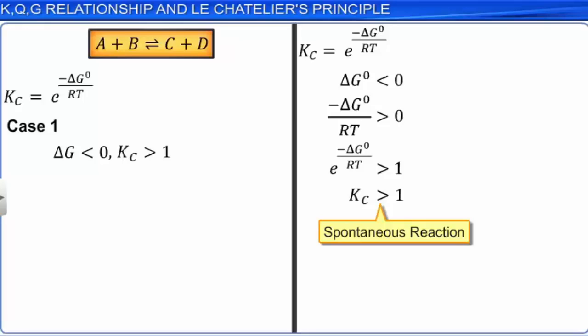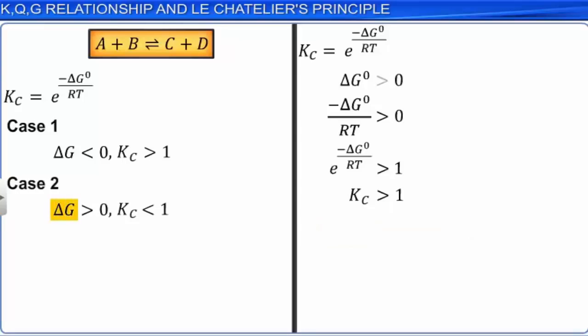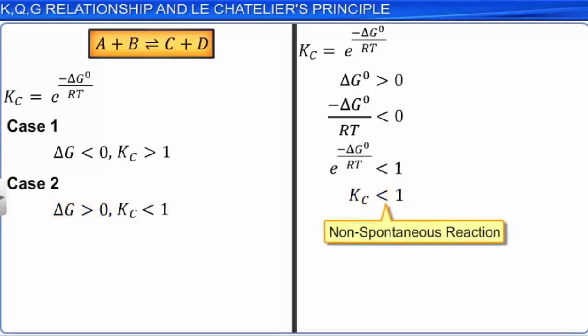If delta G naught is greater than 0, then the term minus delta G naught divided by RT becomes negative, and the value of e to the power of minus delta G naught divided by RT becomes less than 1. This makes Kc less than 1. This means that the reaction is not spontaneous, or that the equilibrium composition favors the reactants. In other words, the reaction proceeds in the forward direction to a very little extent, and only a minute quantity of products is formed.